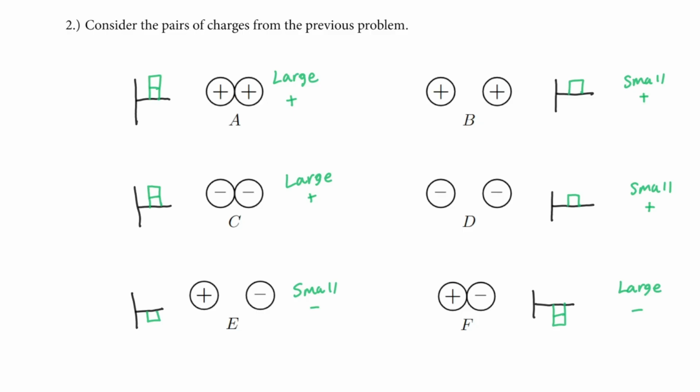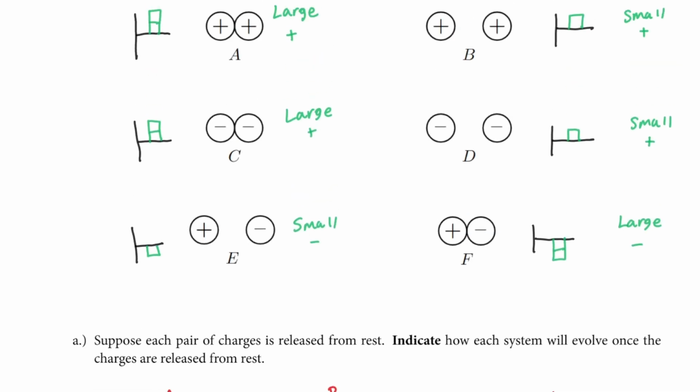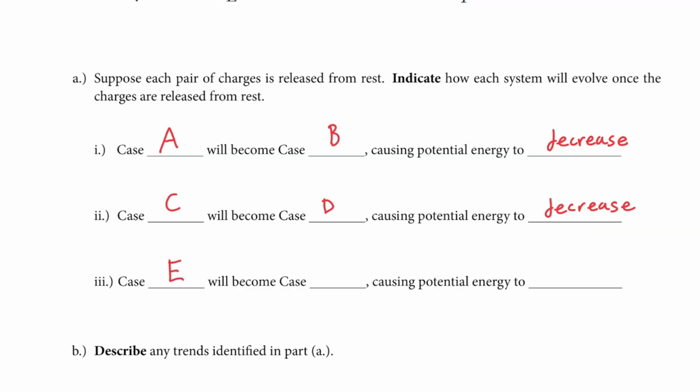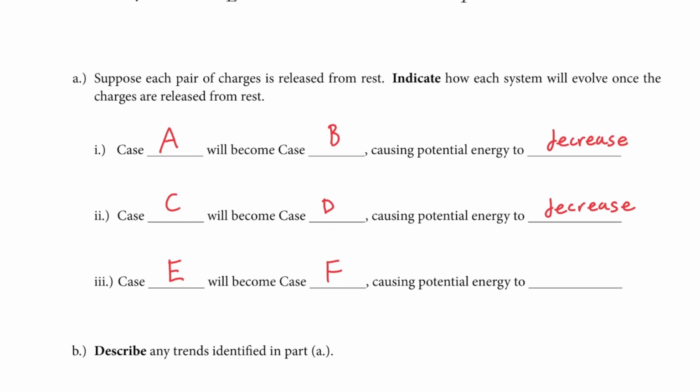Then, case C, same idea. Two negative charges, they're going to repel. And that will become case D. I lose a bar of potential energy. In case E, they're unhappy, but for a different reason. These are two charges that are attracting one another. So if I press play on E, the charges are going to come together and create case F. And in this case, my bars are getting bigger. There is a larger amount of bars, but it's negative. I'm going from -1 to -2, and that is a decrease.